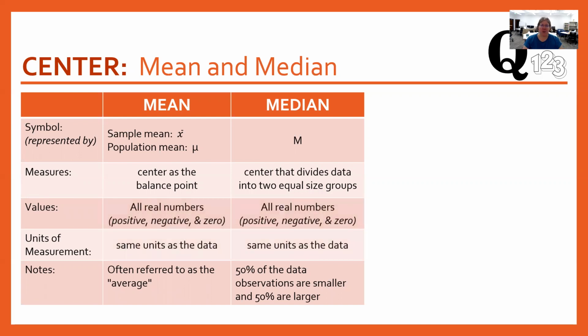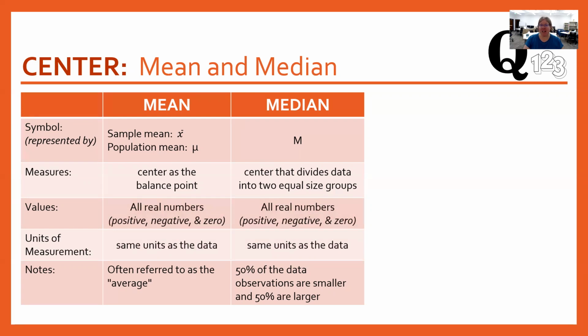The values, so both the mean and the median, you can get any real numbers. That means the mean or median could be a positive number, it could be a negative number, it could also be 0. And then the units of measurement are going to be the same units that you had for your original data. So if we were measuring the average height of people in inches, then the mean and median would also be measured in inches.